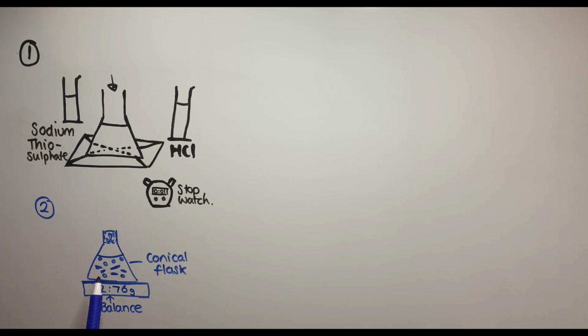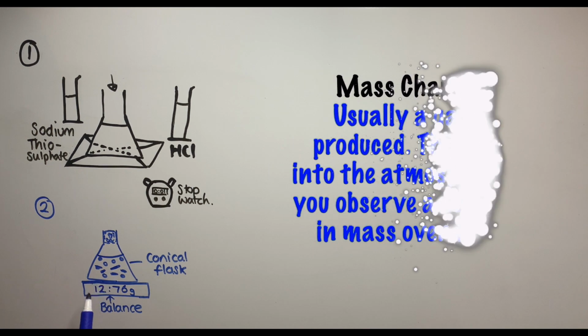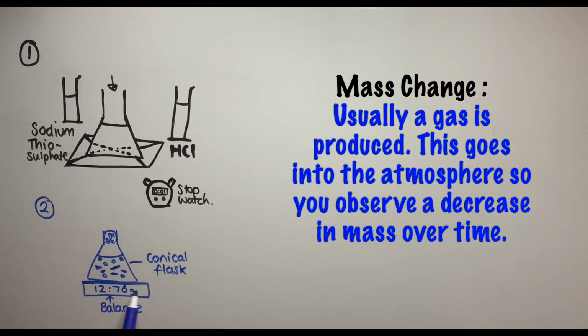We could put our reactants into a conical flask and put our conical flask onto a balance. As the two reactants react, if a gas is produced, the gas is released into the atmosphere. We do put a piece of cotton wool at the end of the conical flask, and that's just to prevent any liquid from escaping, because we do not want the mass loss to be due to escaping liquid.